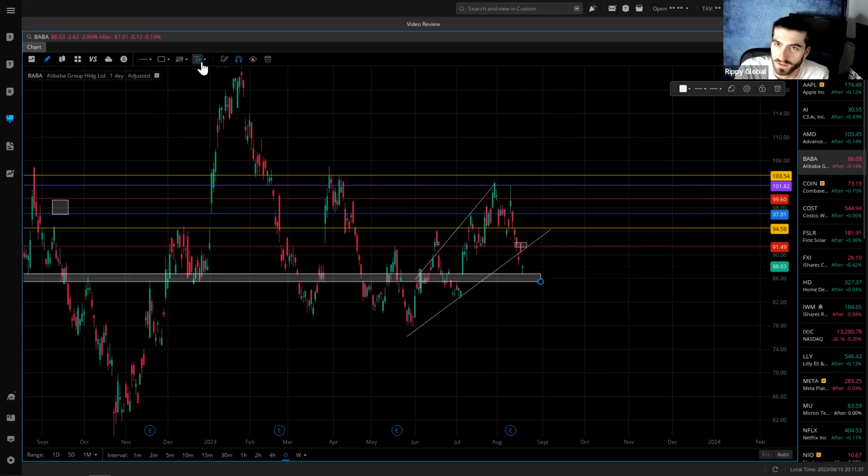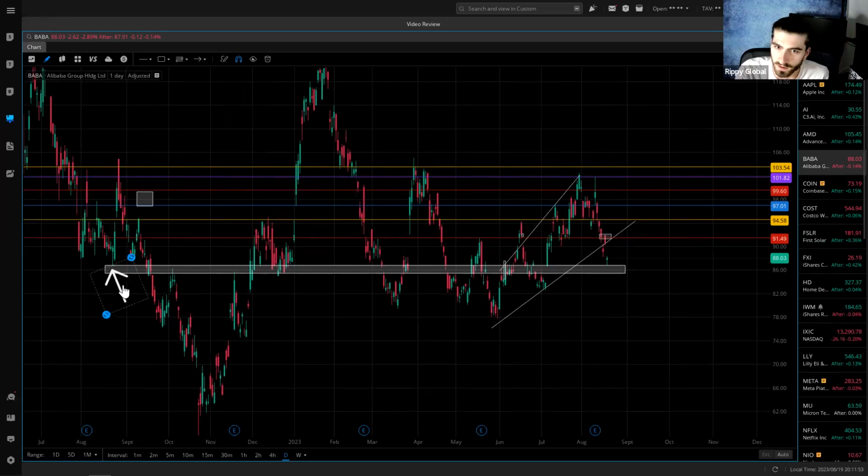We had massive support on a heavy pullback right here. Multiple days to try to break under and it couldn't. Too much buying pressure. Historically, before this, we had a rejection, rejection, and then massive support right here on a heavy wick down that got bought up instantly. Could this be a dip buy opportunity for Baba in the current moment?